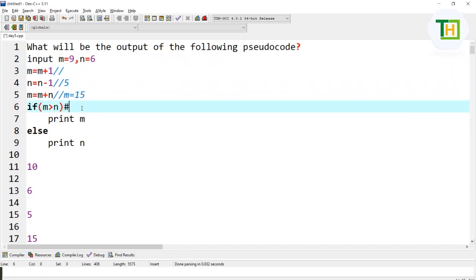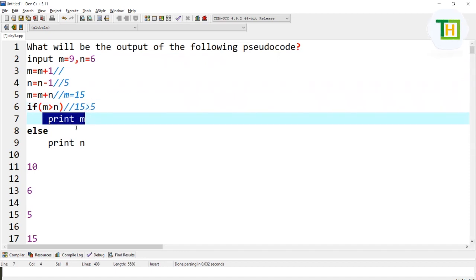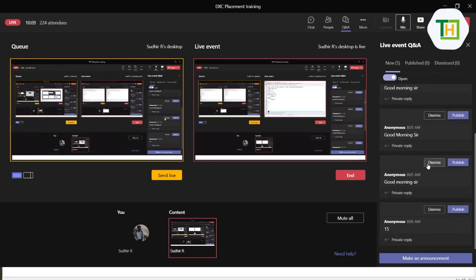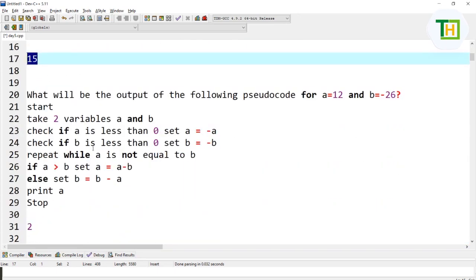And then I'm going to check a simple condition. What is that? Is M greater than N? N value is going to be 5, right? Yes, it is going to print the M value. What is the M value? M value is 15 and it is going to print 15. That's it, nothing else. Okay, the answer is going to be 15 here. Moving to the next question.